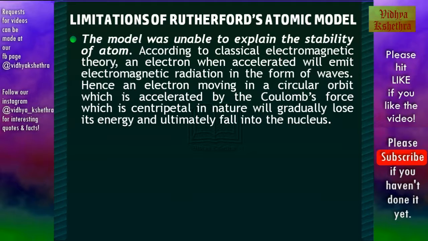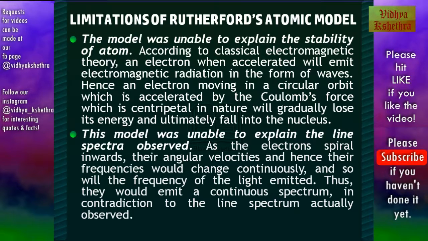That is, according to classical electromagnetic theory, an electron when accelerated will emit electromagnetic radiation in the form of electromagnetic waves. Hence, an electron moving in a circular orbit, which is accelerated by the Coulomb's force, which is centripetal in nature, will gradually lose its energy and ultimately fall into the nucleus.